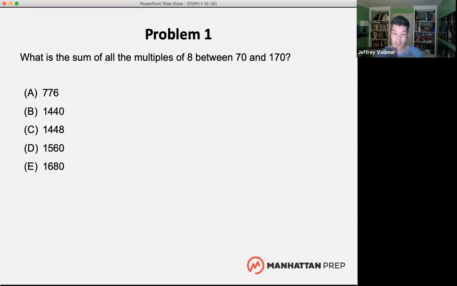Multiples of eight aren't consecutive integers, but they are evenly spaced, right? They occur every eight numbers. And so I think I want to dive into this first problem by backing up a little bit. If you ever have trouble solving a certain quant problem, one move you can make is to try solving an easier version of the problem.